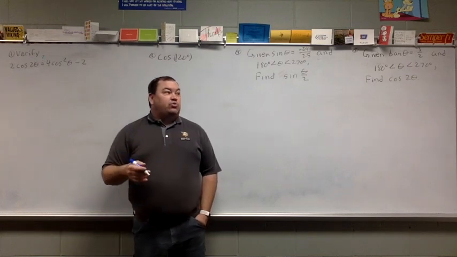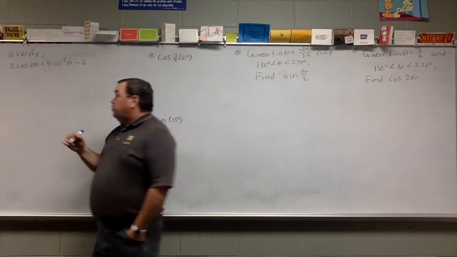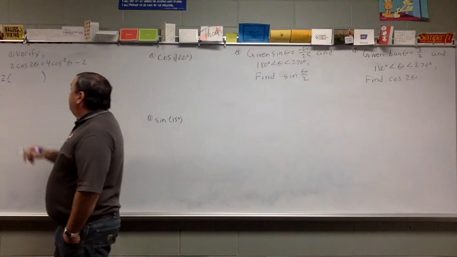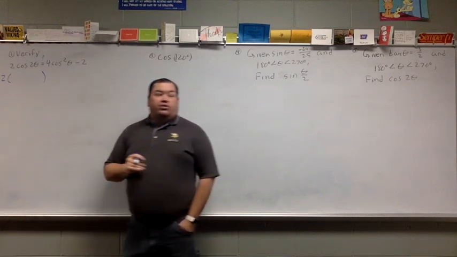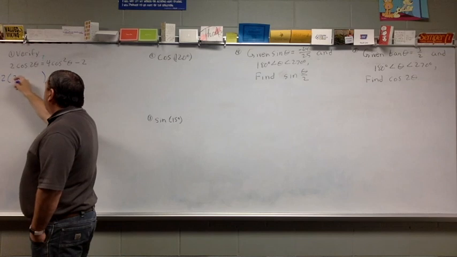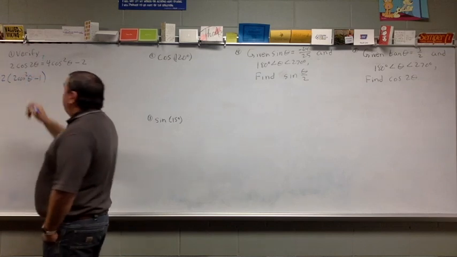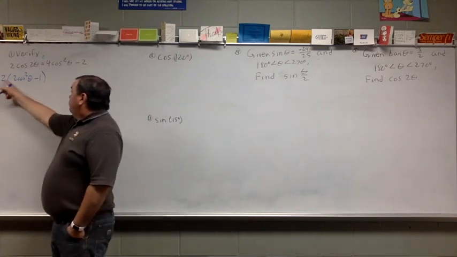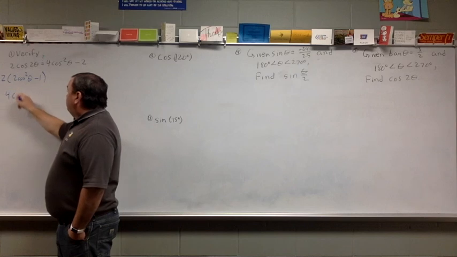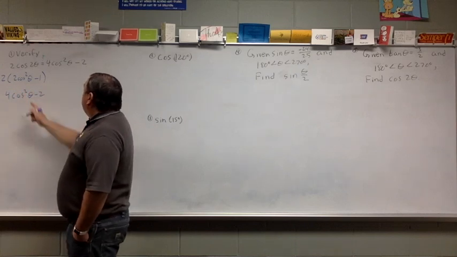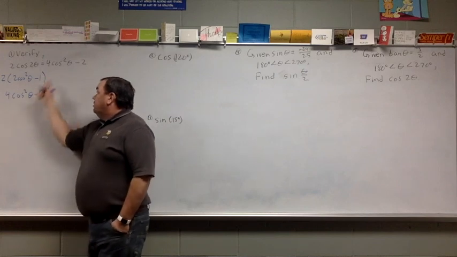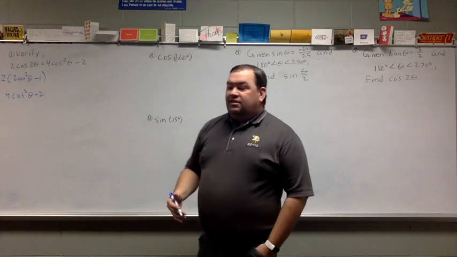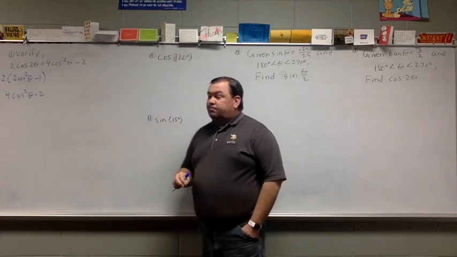I'm going to stick with cosine, and so I'm going to use the second version of the double angle formula. I've got the 2 out in front. I'm going to replace the cosine of 2 theta with 2 cosine squared theta minus 1. Now if I distribute that 2 in, I get 4 cosine squared of theta minus 2, and I'm already the same as the other side. So I used a certain version of that double angle. It just depended on what I needed. In this case, I needed to stick with cosines.